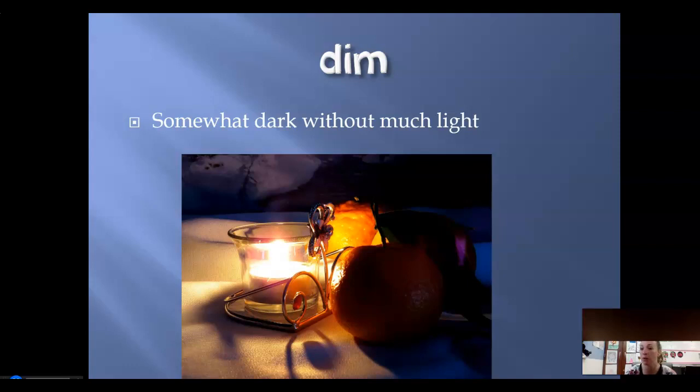You can also dim the lights, which means you still have the lights on, but you take them all the way down so there's not much light. You would notice that, especially like in a movie theater or something like that. So dim is somewhat dark without much light.